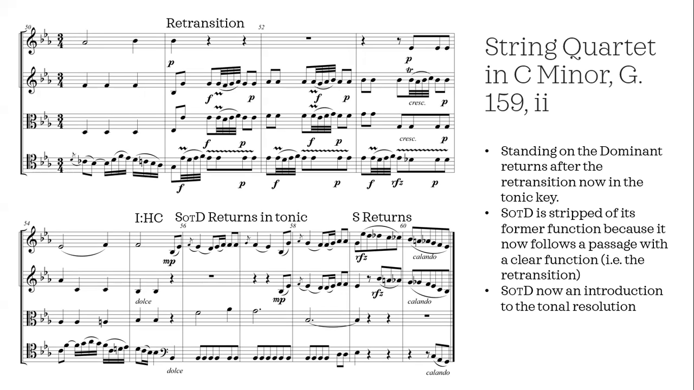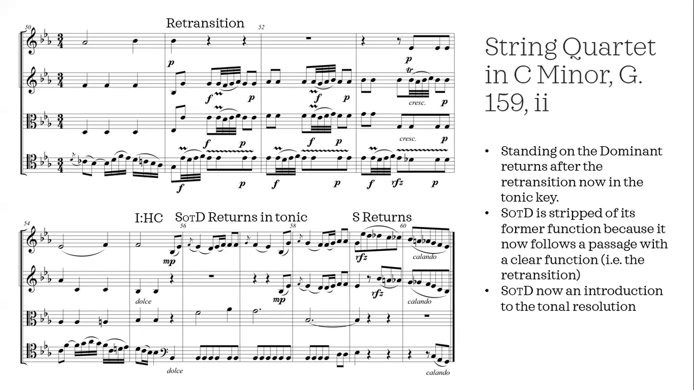At this point, the material originally heard before the secondary theme in the exposition returns in the tonic at measure 56. The standing on the dominant, now occurring over a B-flat major harmony, performs a somewhat different function at this junction. In the exposition, these measures allowed us to reorient ourselves following a transition incognito.